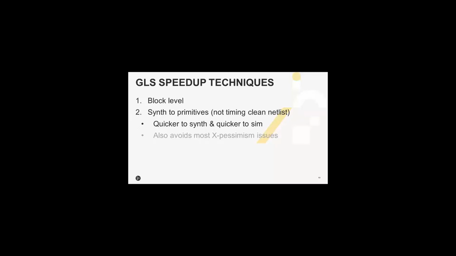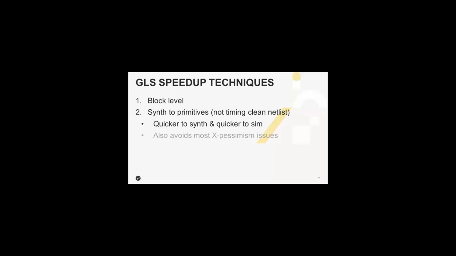We can run a gate level sim on a netlist that's been created down at a low level, at the block level for your block level test benches. And the other problem is that people think it's got to be run on a timing clean netlist. You don't need to do that at all. You can just synthesize to primitives, so just the very first bit of the synthesis process. You don't even need to start optimizing at all. Obviously, that's very much quicker to synthesize, and it's quicker to simulate.